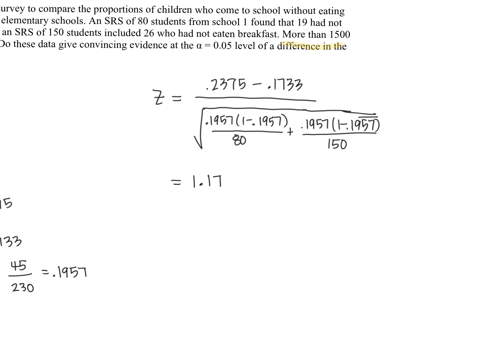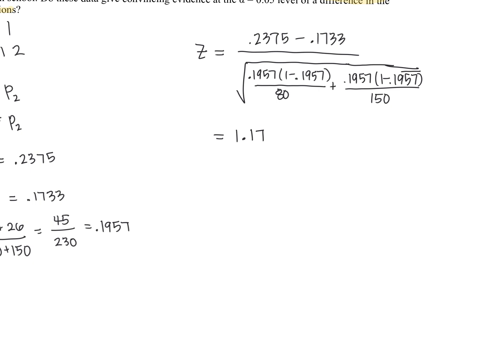So we're going to get 1.17 after plugging that into our calculator. So now we go to normal CDF. Our lower bound is going to be 1.17. Upper bound is the 1E99. Mean of 0, standard deviation of 1. And we get 0.1210.